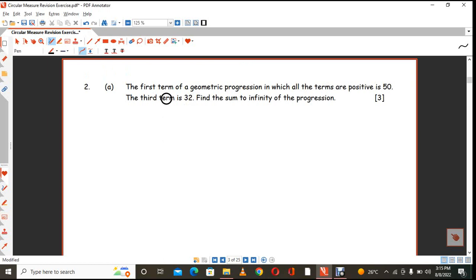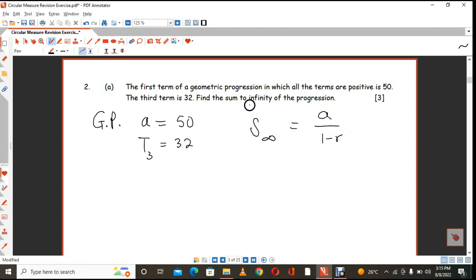It says the first term of a GP. I always like to write the information that I have. I know it's a GP, a geometric progression in which all the terms are positive. The first term will be 50. The third term will be 32. So we need to find the sum to infinity, which is normally given by this particular formula.